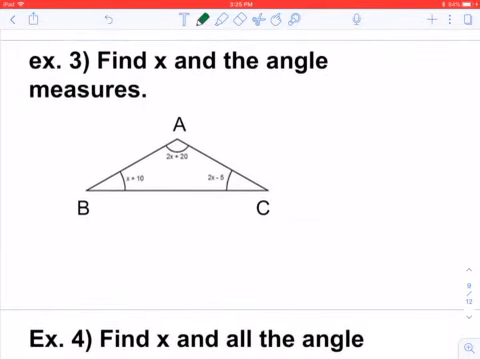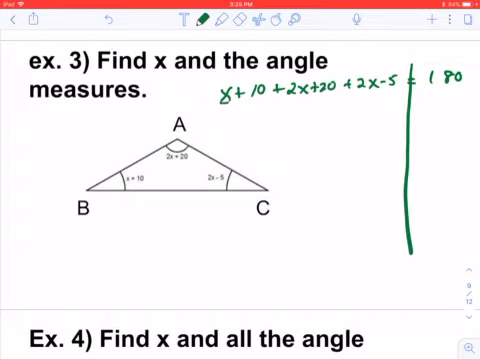Okay, so again, use that same idea. You still have three angles of the triangle. You're going to add them up to find not only the value of x, but also the angle measurements. So if we add up x plus 10, which is angle B, plus 2x plus 20, which is angle A, plus 2x minus 5, which is angle C, that's all going to come out to 180 degrees.